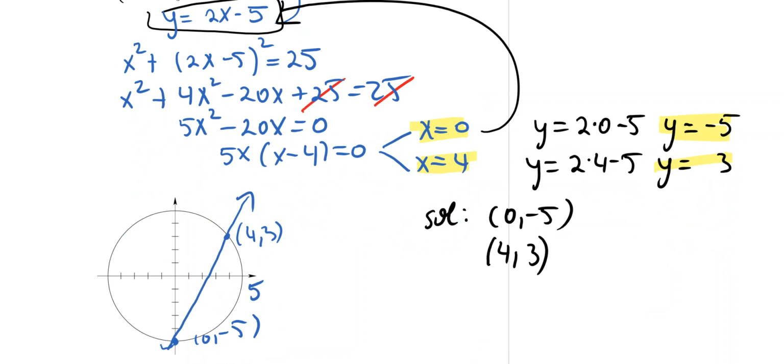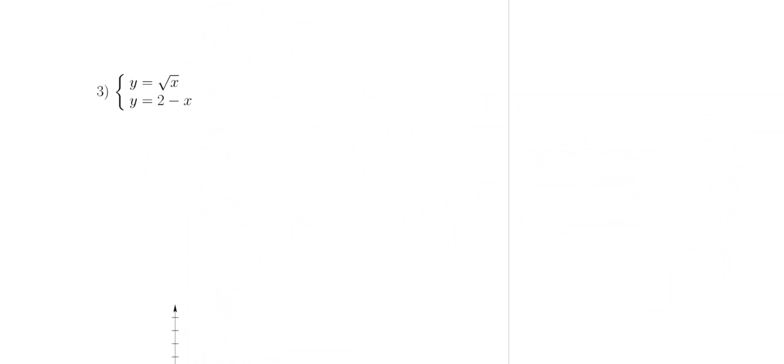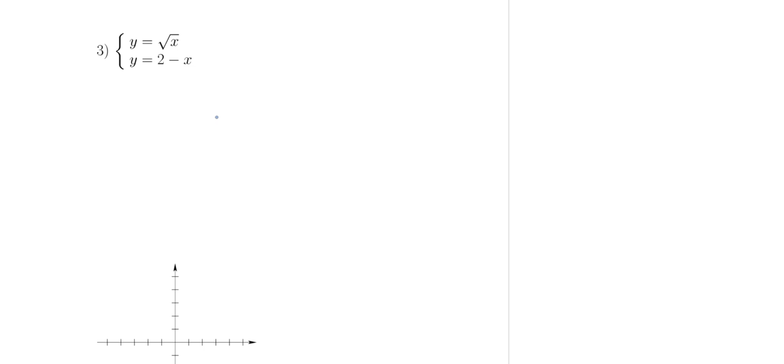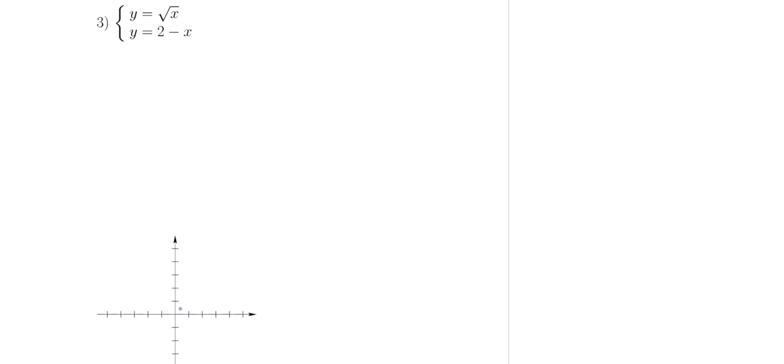All right, let's solve another system of nonlinear equations. Again, we know that square root of x is going to be looking like this. When x is 0, y is 0. When x is 1, y is 1. When x is 4, y is 2. So we know this is square root of x. And then we can graph the line y equals 2 minus x. When x is 0, I would get that y equals 2. So the point 0, 2.